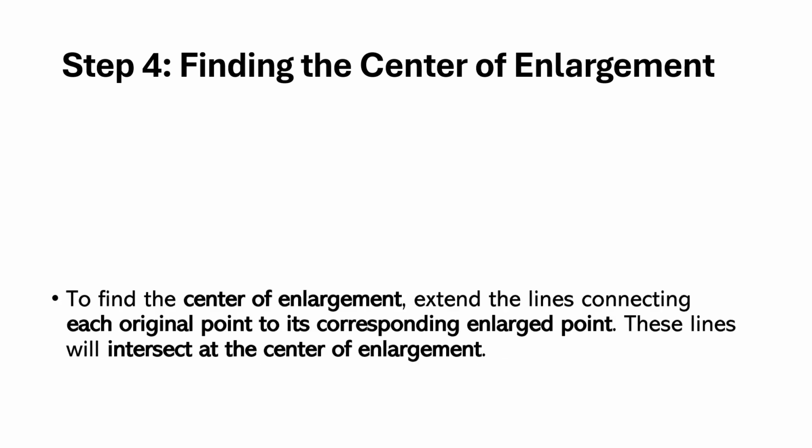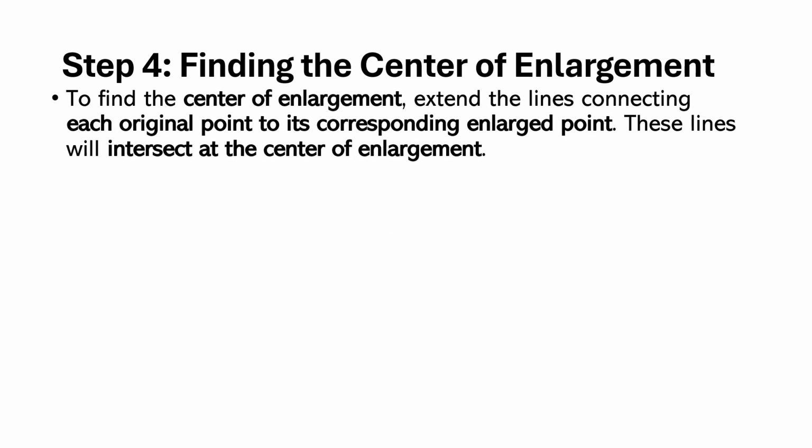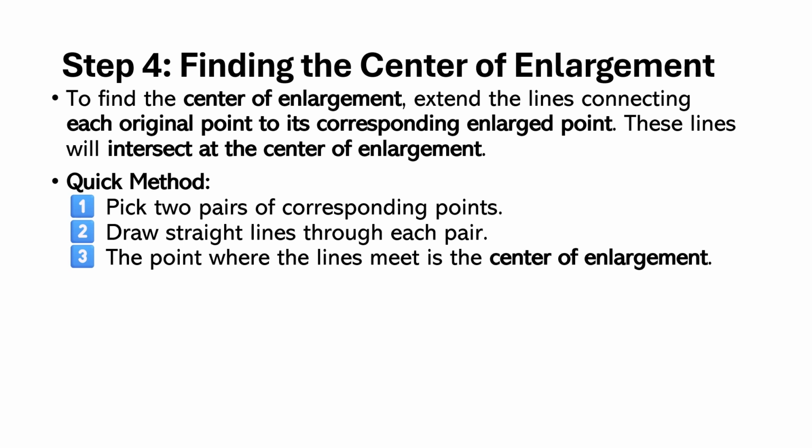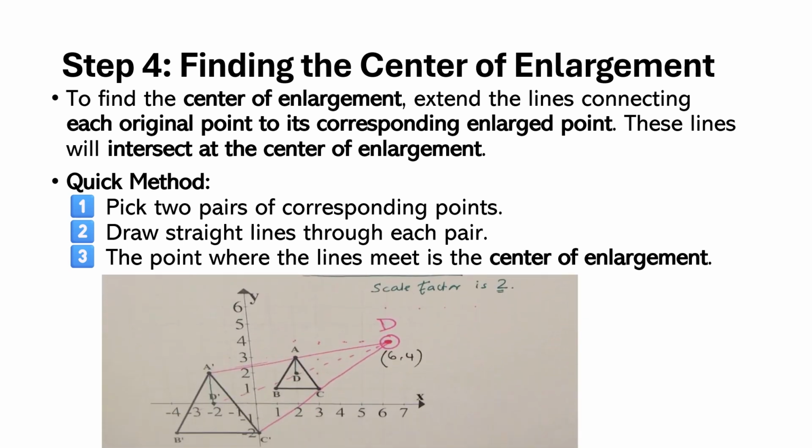Center of enlargement. To find the center of enlargement, extend the line connecting each original point to its corresponding enlarged point, and these lines will intersect at the center of enlargement. So you pick 2 pairs of corresponding points, draw the straight line through each pair. The point where the lines meet is the center of enlargement. Look at this example. So we connect from A to A', straight line, C to C', straight line, B to B'. You see, you get right here.